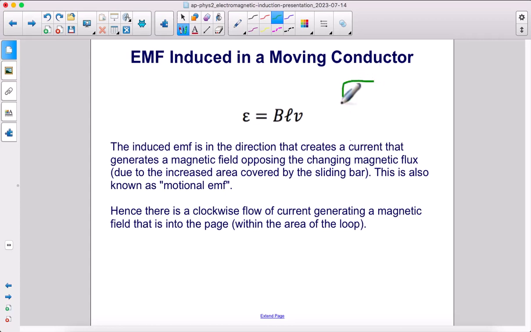So let's see here, we have our rails. We have the external magnetic field was out of the page, but as this rail moves to the right, that means that the flux is increasing. So it's going to try to generate a field into the page to counteract the increasing amount of magnetic field lines going through here that are out of the page. So using the right-hand grip rule, we can see that it must be clockwise current that starts to flow as soon as this bar is pulled to the right.